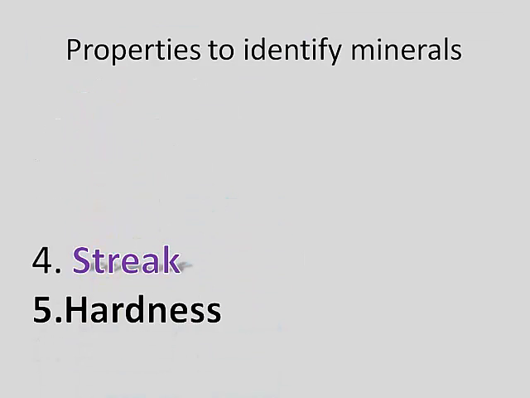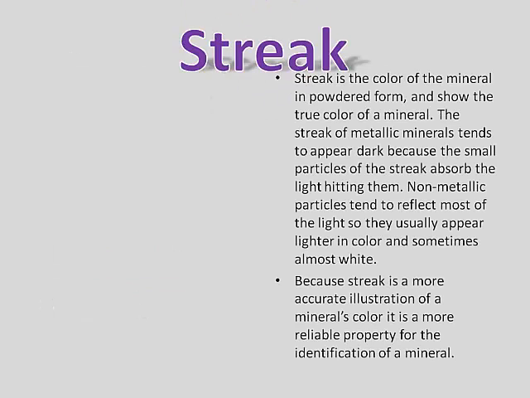Next, we will look at the mineral identification property of streak. Streak is said to be the true color of a mineral, as it shows the mineral in its powdered form. The streak of metallic minerals tends to appear dark because the small particles of the streak absorb the light hitting them. Non-metallic particles tend to reflect most of the light, so they usually appear lighter in color and sometimes are almost white.